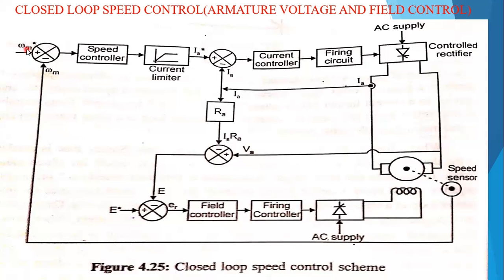After that, any positive error takes place here, omega m star minus omega m, so the reference speed is higher than the actual speed. In this case, a positive error is caused by an increase in the speed command or an increase in the load torque. Understood? An increase in the speed command or load torque produces a higher reference current, I star.